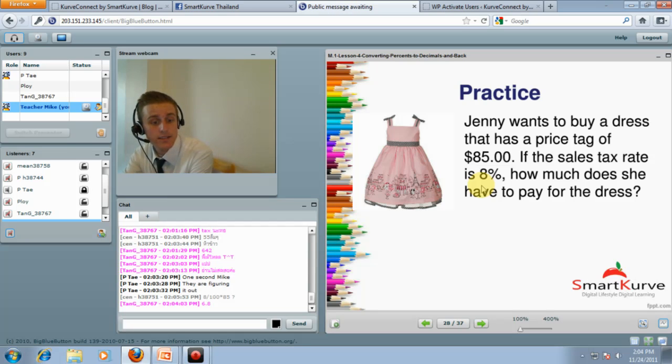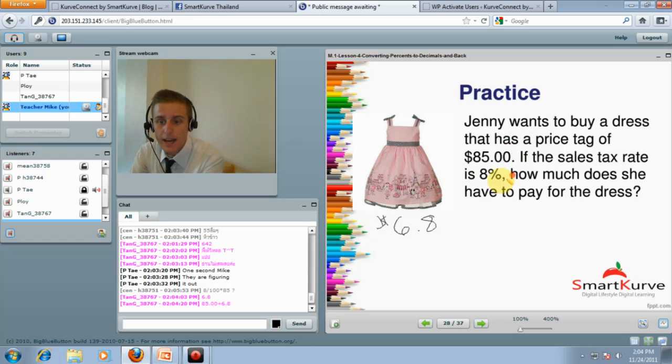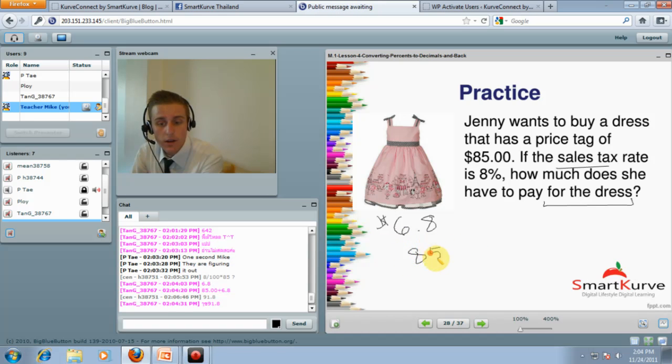Yes, Tan, that 6.80 will be that 8% sales tax. How much does she have to pay for the dress? We want the total price. Yes, perfect. 85 plus the 6.80 gives us a total of $91.80. Perfect.